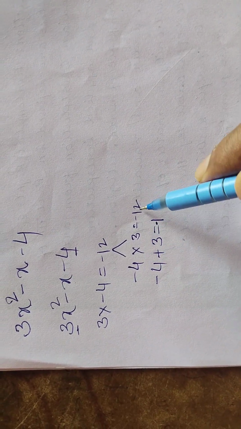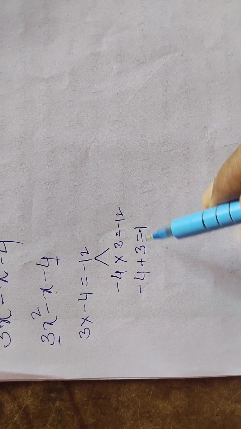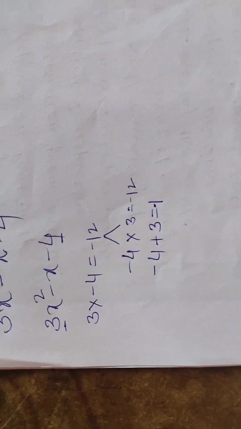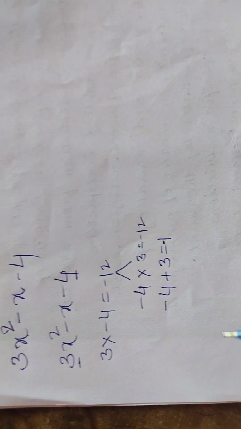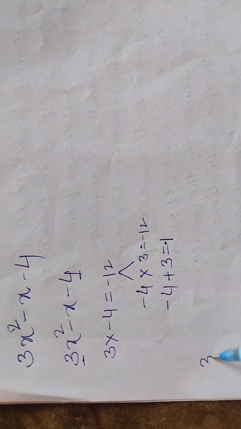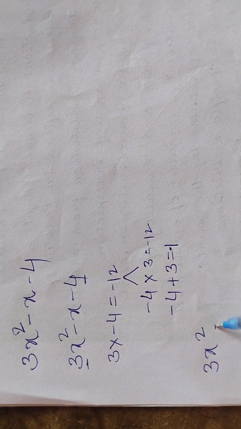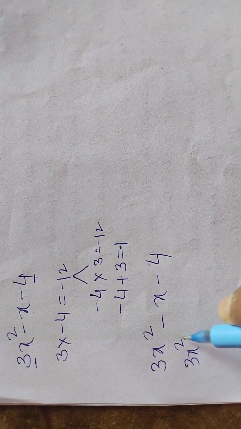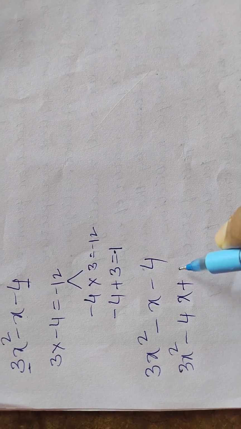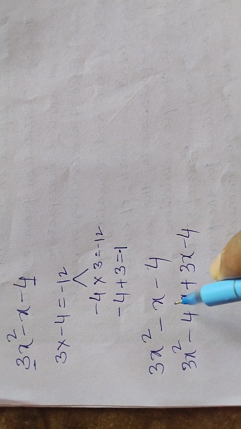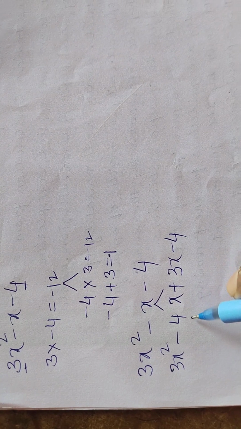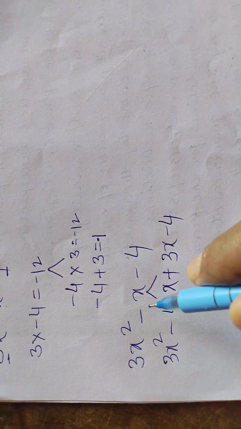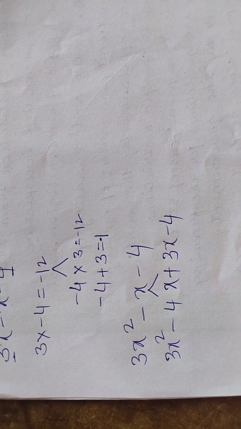So what are we supposed to do? If you multiply, you have to get the product. If you add or subtract, you have to get the middle term. So we have to choose the factors like that, 4 and 3. So 3x square minus x minus 4 can be written as 3x square minus 4x plus 3x minus 4. If you add these, minus 4x plus 3x is equal to minus x only. And 3 fours are 12, the same product.